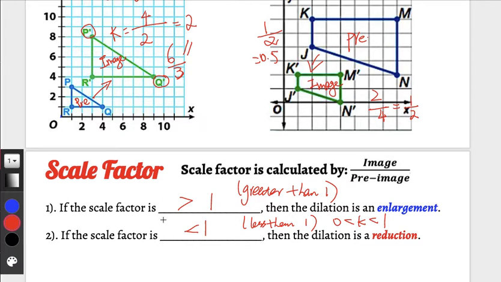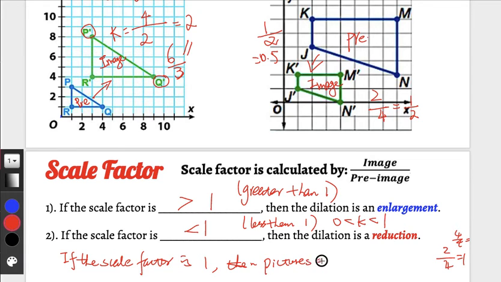Some students might say, then what if the scale factor is 1? What happens to that? You can definitely think about this. If image over pre-image is 1, meaning what? For example, 2 over 2 is 1, 4 over 4 is 1, meaning we are comparing exactly the same size, right? Then the pictures are, yes, you probably figured out the idea, congruent, because they stay the same, nothing changes.